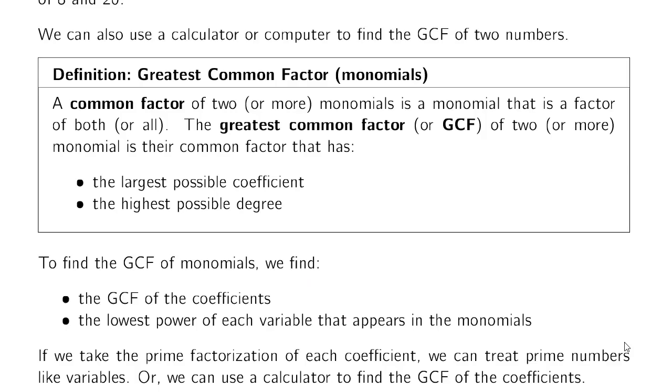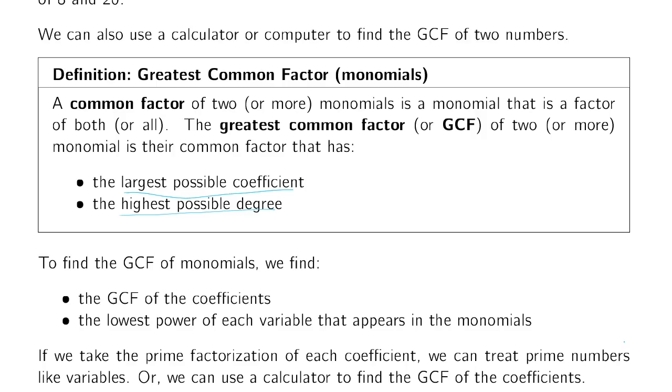The greatest common factor of two or more monomials is, well, it's a common factor, so it's a monomial that's a factor of both of them. And it's greatest in the following senses. 1, it has the largest possible coefficient, and 2, it has the highest possible degree. So every variable is raised to the highest possible power, and the coefficient is as big as possible.